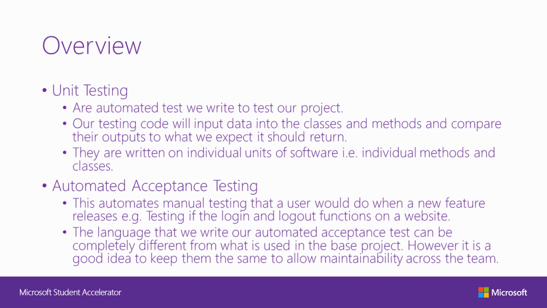Well, we can test this feature pretty quickly manually. Anytime we change our backend, frontend, or database, we will need to check that this feature still works. And instead of doing it manually, we can automate this so that anytime we change the code, it will run. It gives us some peace of mind when we change our processes or our code that the workflow still functions. We can also write our automated tests in a completely different language from our base project. However, it's a good idea to keep it at least the same to allow maintainability across the team.